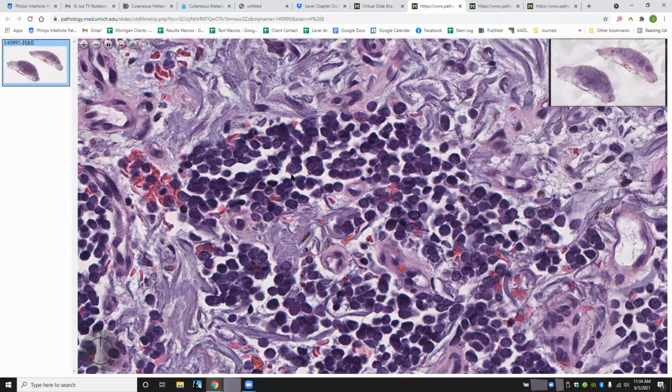And then usually these will have positive labeling with synaptophysin and chromogranin. These will typically label with NSE, neuron-specific enolase, and neurofilaments, and you won't see labeling with TTF1. So a lung cancer would label positive with TTF1 like we saw in our last case, and that would be negative in Merkel.